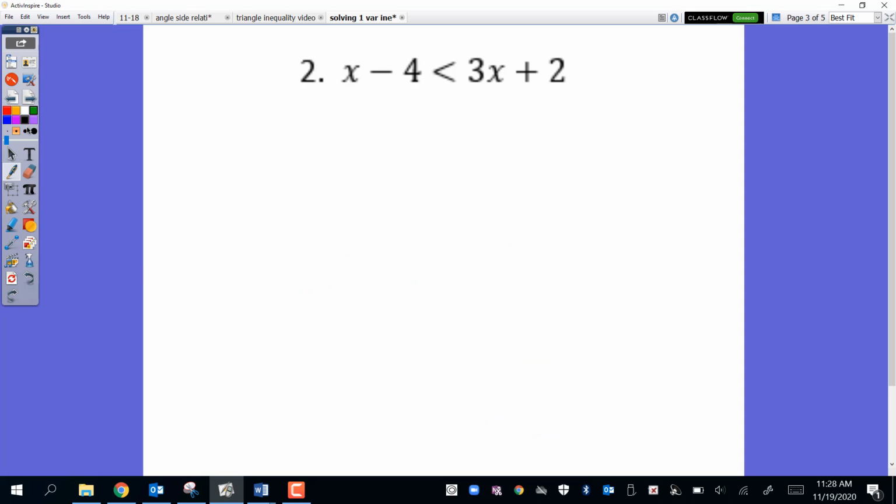Let's look at the next question. Okay, same thing. Here's my symbol. Draw the line. So I need to get my x's on the same side. I'm going to move my x's to the left side because when I write my answer, we always want the x to be on the left side. So here I'm moving 3x. I got to do the opposite, so I'm going to subtract 3x, subtract 3x.